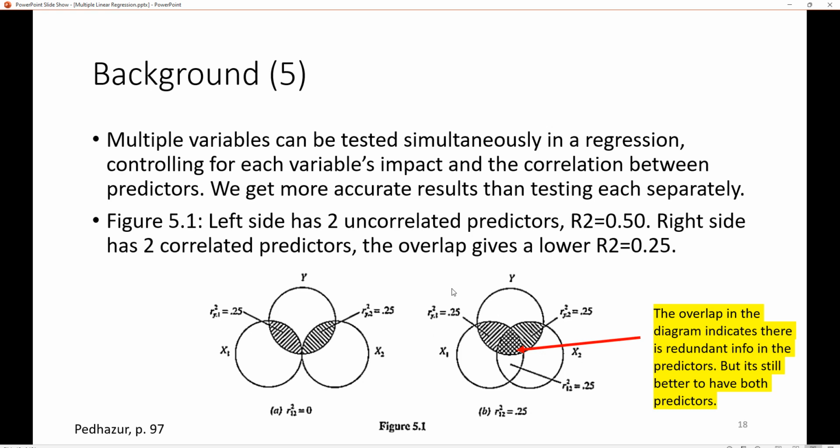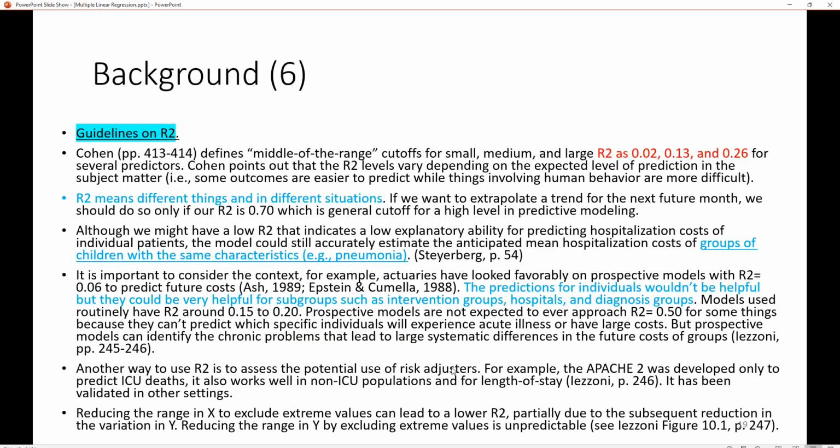On the right side, we have two correlated predictors. This overlap gives us a lower total r-square of 0.25. So even though we have redundant information in our predictors, it's still better to have both predictors in our model. Here are some guidelines on r-square. On top we have Jacob Cohen defines the middle of the range cutoffs for small, medium, and large. R-square is 0.02, 0.13, and 0.26. So if you have something above 0.26, then you know you have a large r-square.